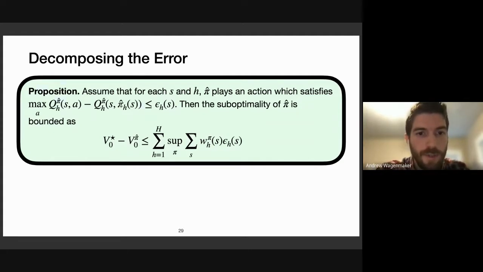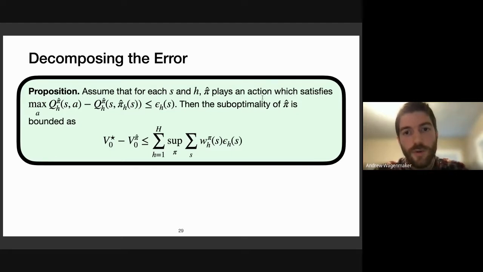Basically, the action played by pi hat, let's look at the optimal action we could play in state S at time step h, given that we then play pi hat. And the action played by pi hat in state S at time step h is within a factor of epsilon h of s away from this. So this is like a local notion of optimality. It says, given that you're in state S, you play pi hat, come up with an action that is good given that you then play pi hat.